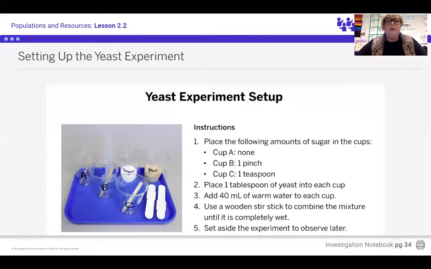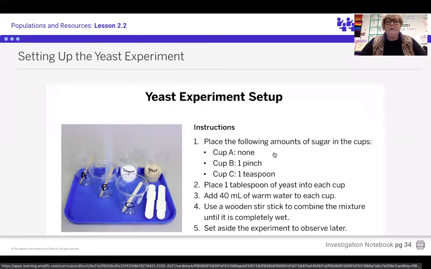Okay, so here is your yeast experiment setup. Mrs. Thomas, go ahead and stop the video and just let this stay on. It says place the following amounts of sugar in the cup. Remember, in cup A, no sugar. Cup B, 1 pinch of sugar. Cup C, 1 teaspoon of sugar. Then you're going to place 1 tablespoon of yeast into each cup. You're going to add 40 milliliters of warm water to each cup.